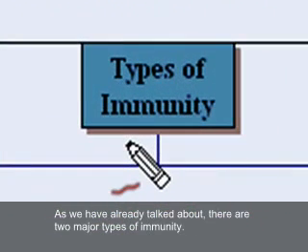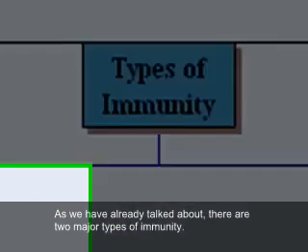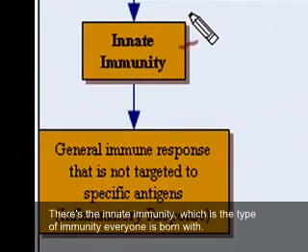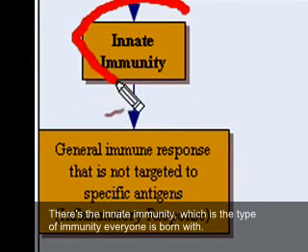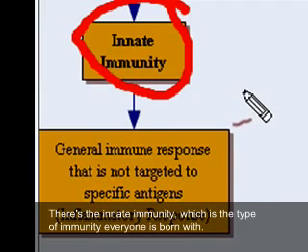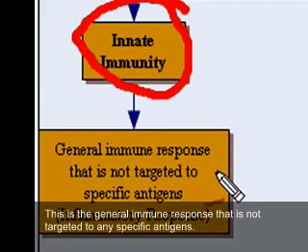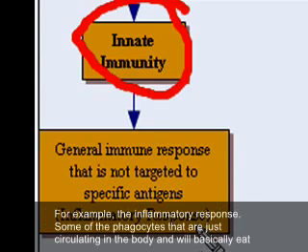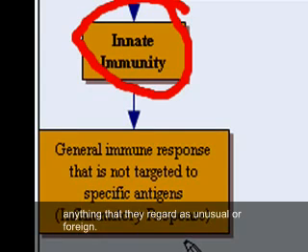As we've already talked about, there are two major types of immunity. There's the innate immunity, which is the type of immunity that everyone is born with. This is a general immune response that is not targeted to any specific antigens. For example, the inflammatory response, some of the phagocytes that are just circulating in the body and will basically eat anything that they regard as unusual or foreign.